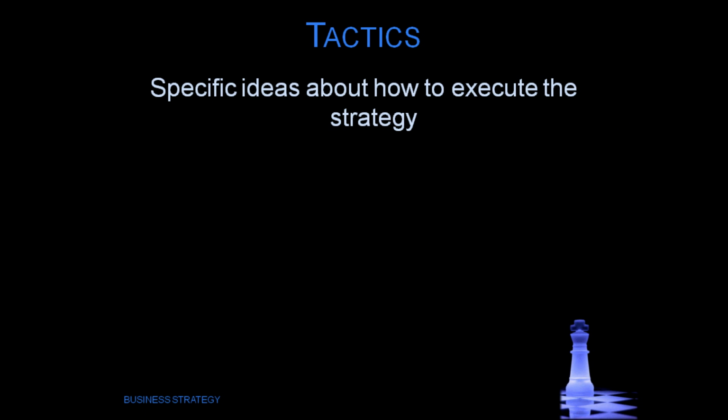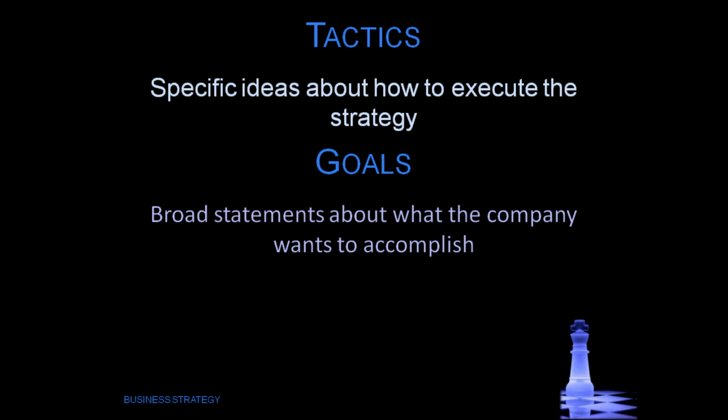Tactics are the specific ideas about how to execute the strategy. The strategy is that we are going to differentiate or be different in some way. Tactics will talk about things like customer service or quality. Goals. Goals are broad statements about what the company wants to accomplish. We might set a goal of scoring perfect tens on our customer satisfaction surveys.